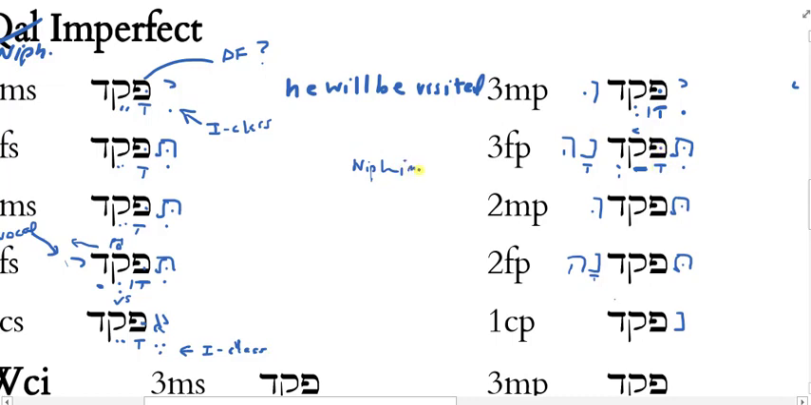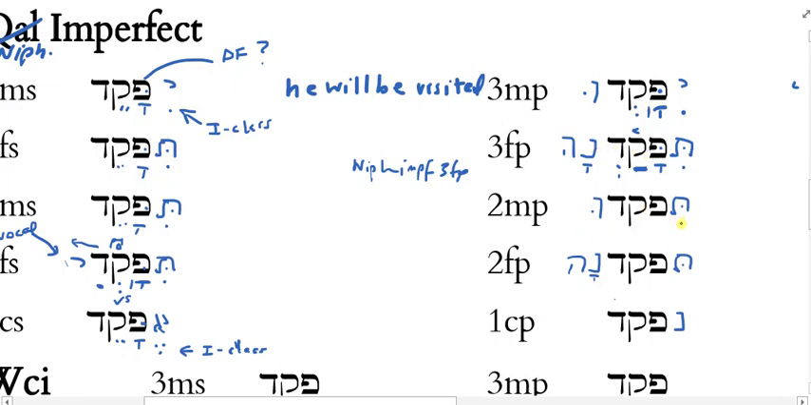That's Niphal imperfect. And the tav prefix, nah suffix, tells me that it's 3FP. So you could parse that, even if you don't remember that the sere becomes a pathach here. It's tipaqadnah. So this is they will be visited, and they, women, will be visited.